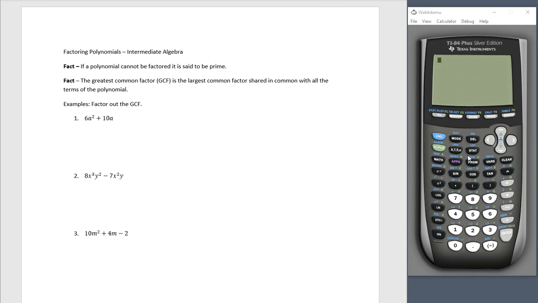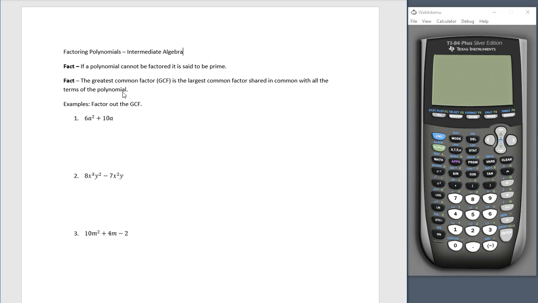Let's talk about factoring. So, first of all, if a polynomial cannot be factored, it's said to be prime. And we just need to keep that in mind. I want to throw that out there. Not every polynomial can be factored with these skills I'm about to show you. And if it cannot be factored, it's prime. But here we go. So we have 4 different ways we're going to look at factoring.